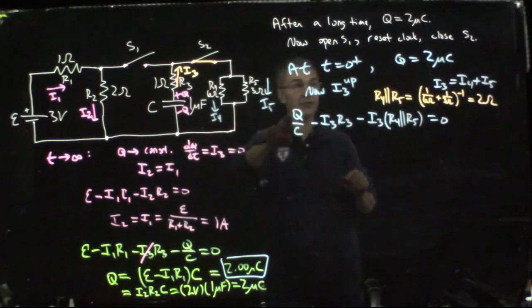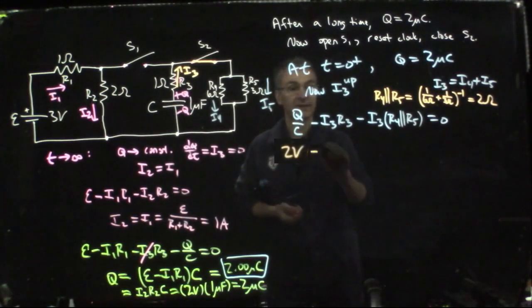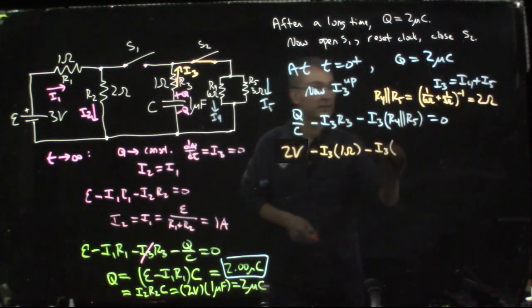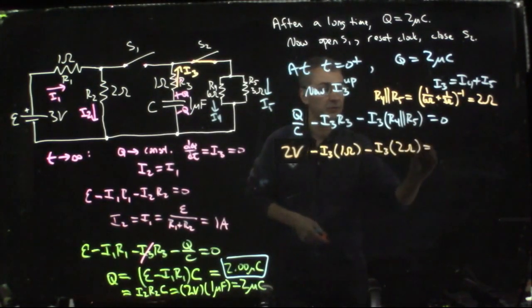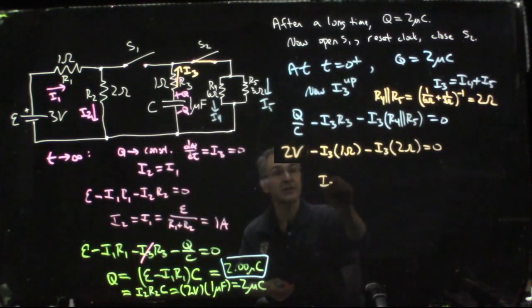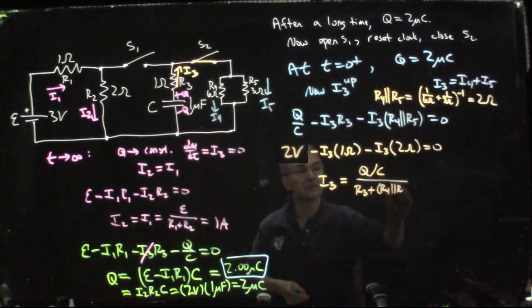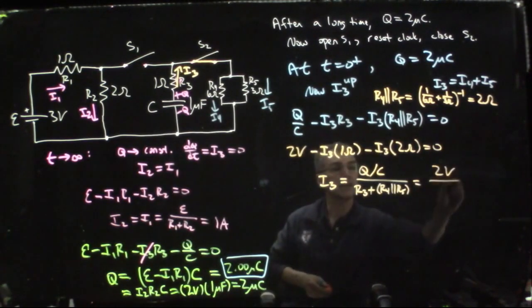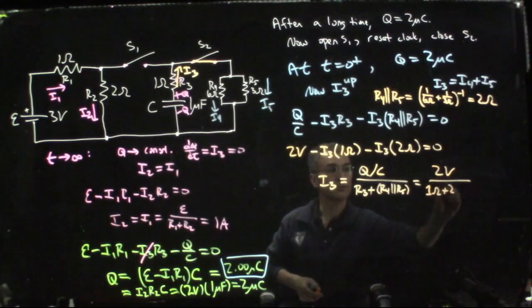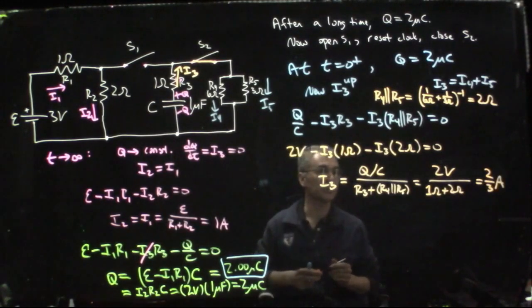This C is 1 microfarad, so Q over C is 1 volt. So this is 1 volt minus I3 times 1 ohm minus I3 times 2 ohms equals 0. Would have been better to delay putting in numbers one more little step. So I3 actually is Q over C divided by R3 plus the parallel combination of R4 and R5. That is 2 volts divided by 1 ohm plus 2 ohms. So that's 2 volts divided by 3 ohms. That's 2/3 of an amp, okay, or 0.667 amps.